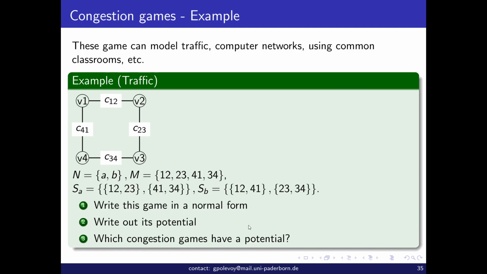The strategies of player B are all the routes that allow that player to come from v2 to v4. Formally, it's either (1,2) and (4,1), like that, or (2,3) and (3,4). Here it's undirected.